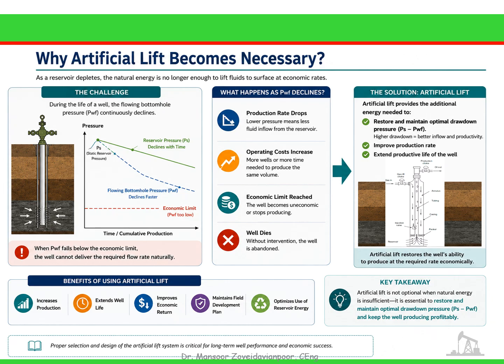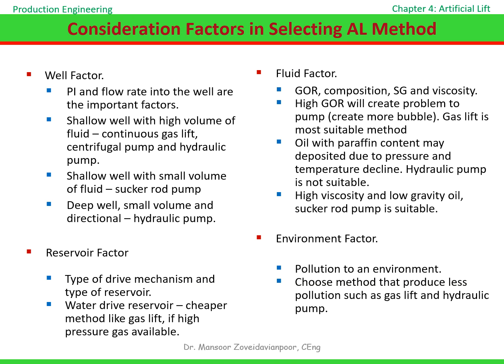One of the biggest mistakes in production engineering is assuming there is a single best artificial lift method. In reality, the best method depends entirely on the conditions of the well and reservoir. This slide summarizes the 4 major groups of factors we evaluate. Let's start with the well factors. The most important parameters are the productivity index, or PI, and the expected production rate.